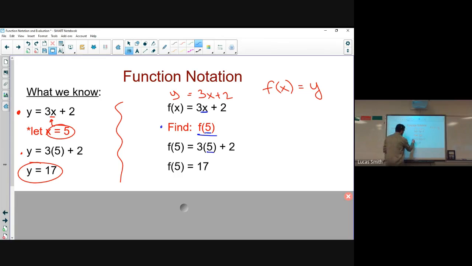Okay, so when I come down here, I have f of 5 equals 3 times 5 plus 2. And again, if we solve that, 3 times 5 is 15 plus 2 is 17. So notice how those two problems that we just did are exactly the same. They're just written a little bit differently.